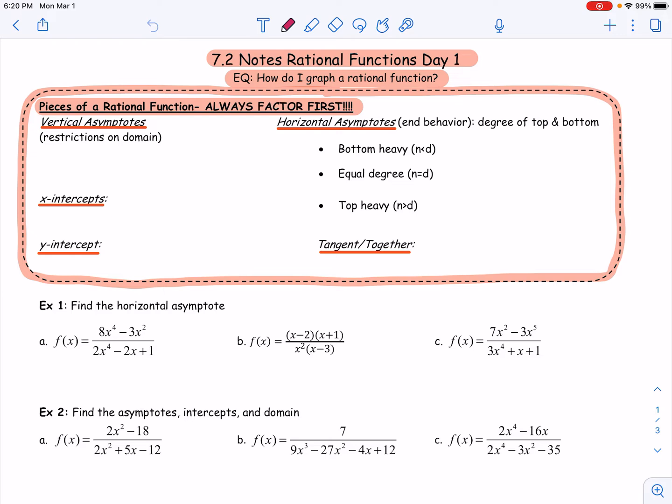So remember, vertical asymptotes, if you think back to when we transformed the original parent function, that was based on our shift left and right, and that affected the domain, right? That's where those x values had to stop. They couldn't touch or cross those vertical asymptotes. So these vertical asymptotes are restrictions on our domain. And how do we find that?